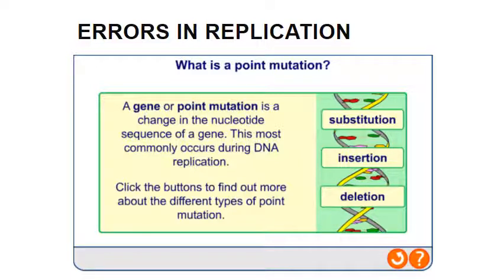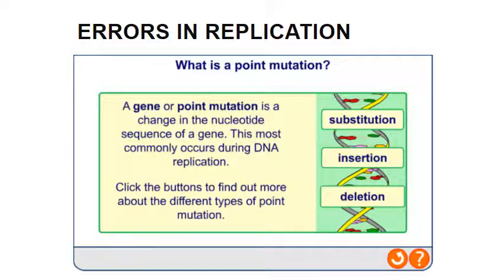Lastly, a deletion. As the DNA is replicated, the DNA polymerase may slip again, overlooking a base or a sequence of bases, causing one or more nucleotides to be missed from the new strand. Here is the new strand being produced on the right there. We can see one of the bases is missing.